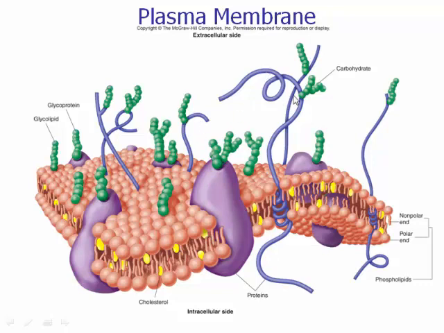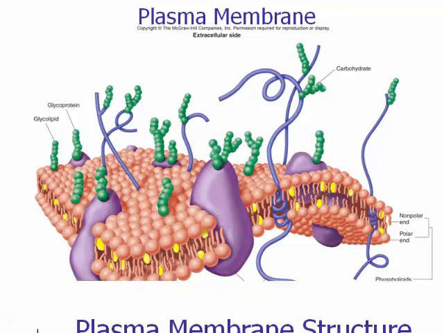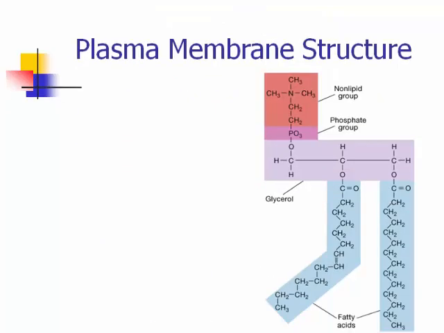Some of them have markers on them that are made of carbohydrates. Some of them don't have them, but a lot of them do. So we'll talk about the purpose of those proteins and where they're located. Okay? So first, the plasma membrane structure. Remember we talked about triglycerides. So if you take a triglyceride, you chop off one of the fatty acids, you then add a phosphate group and a non-lipid group with a bunch of C's and H's.